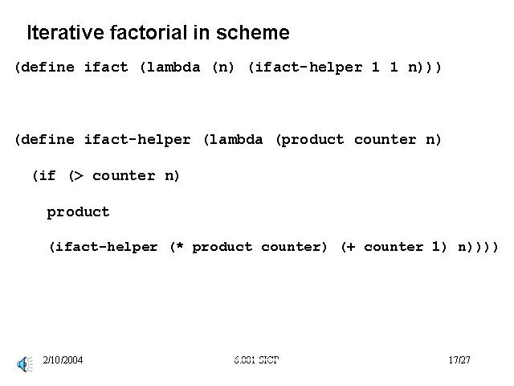This says the value I get when I apply ifact helper to some product, counter, and n is the same as the value I get by applying ifact helper to a different version of product, a different version of counter, and n. So now let's think what happens if I call this. I call ifact on some value of n. That says ifact helper gets called on 1, 1, and n. And that's just setting up basically the first row of my table.